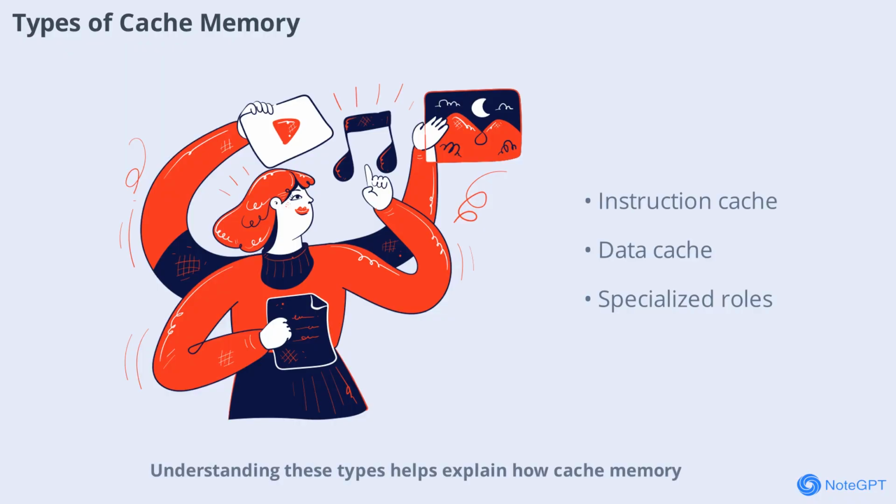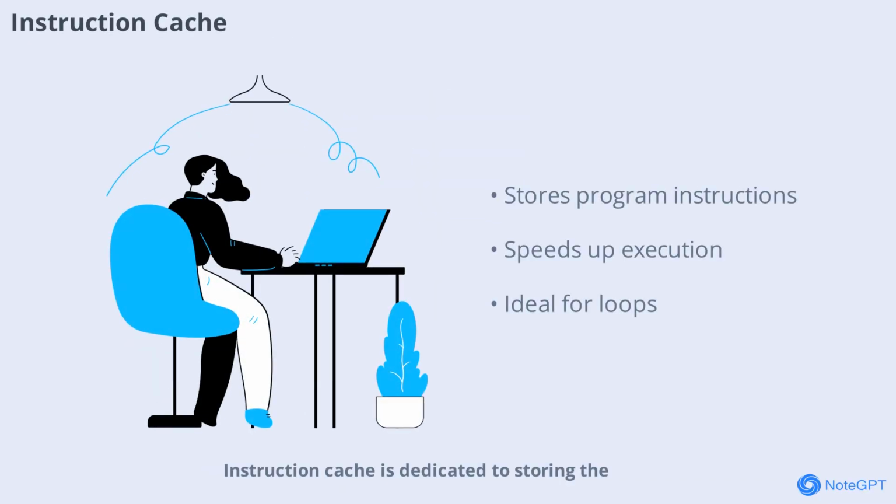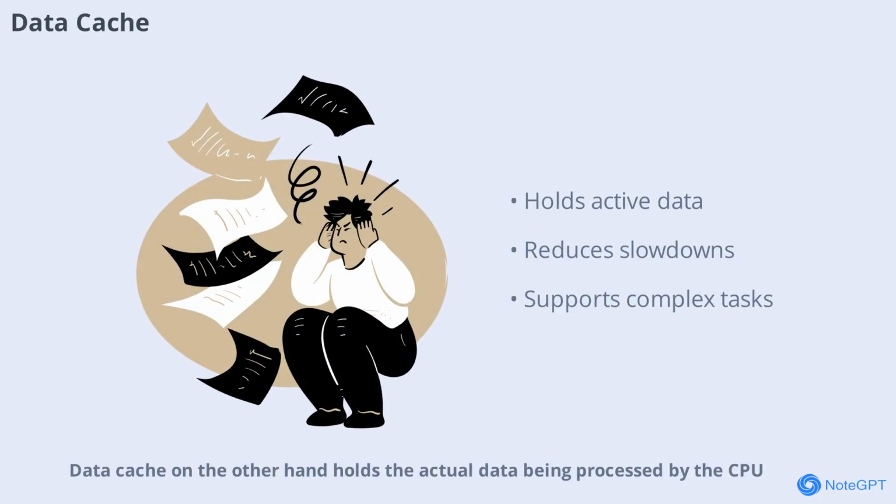Understanding these types helps explain how cache memory can be so effective in speeding up your computer. Instruction cache is dedicated to storing the instructions that the processor needs to execute programs. By keeping these instructions close at hand, the processor can fetch and execute them much more quickly. This is especially important for programs that run loops or repeat certain operations, as the same instructions are needed over and over again.